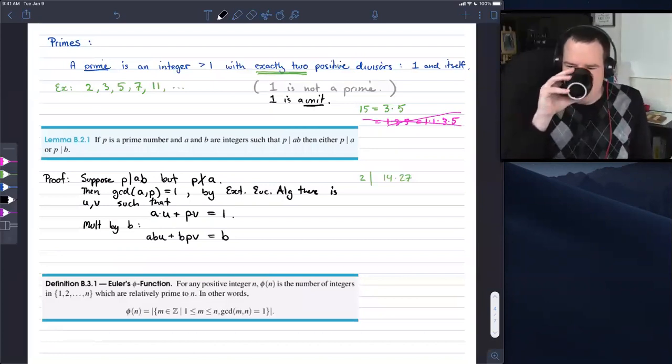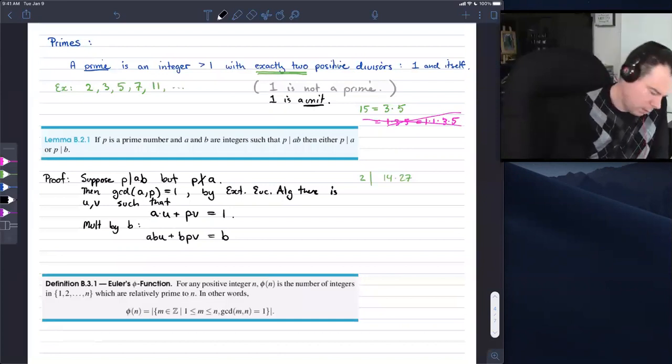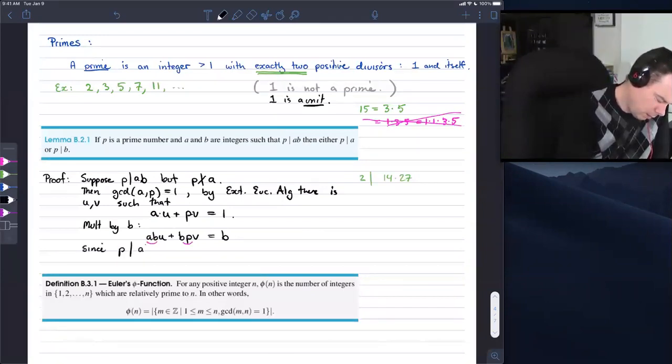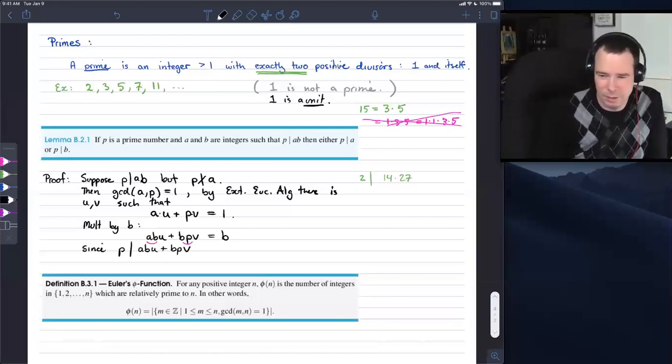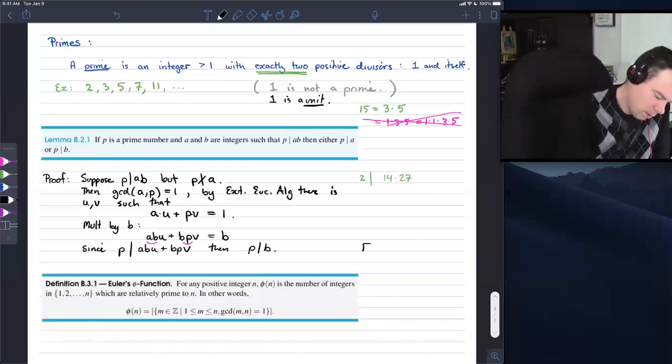And now I have that P has to divide the second term there, the BPV. P also divides the first term because P divides AB. P divides AB. P divides P. So P must divide the left-hand side, ABU plus BPV. But if P divides the left-hand side, then it must divide B because they're equal. Then P divides B. And we are done.